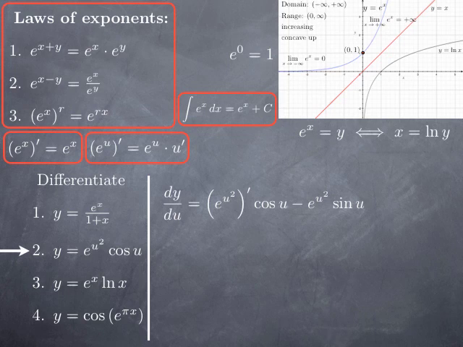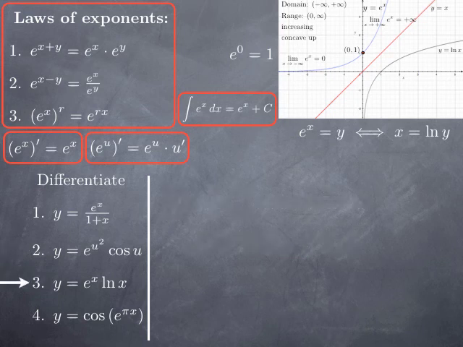Here, I still have to calculate the derivative of e to the u squared. I have the function u squared plugged inside the exponential function, so it's a composite, and therefore I'm going to use a chain rule. I get derivative of the exponential evaluated at u squared, that's e to the u squared, but then I have to multiply that by the derivative of the function inside, derivative of u squared, which is 2u. So I get 2u e to the u squared times cosine u minus e to the u squared sine u.